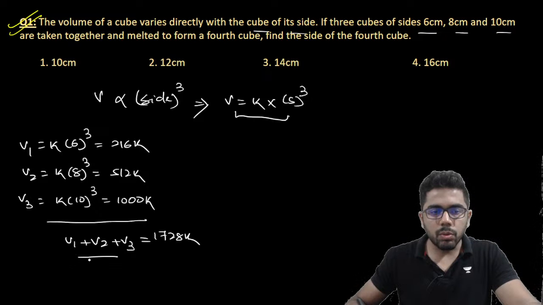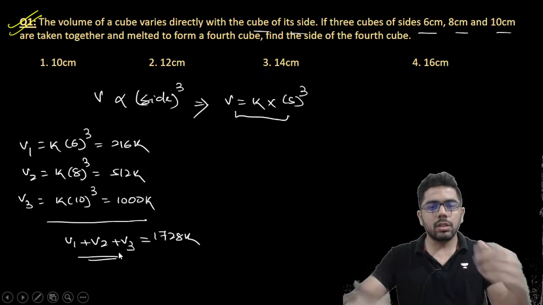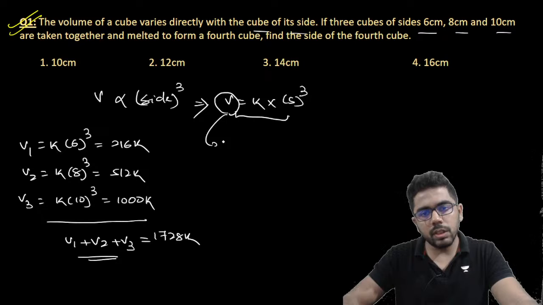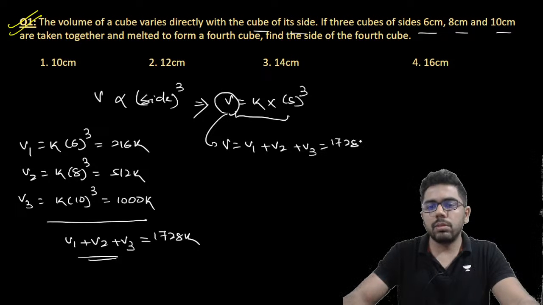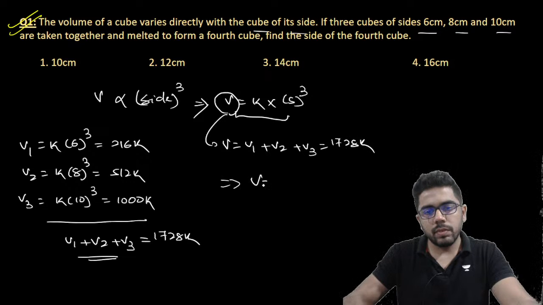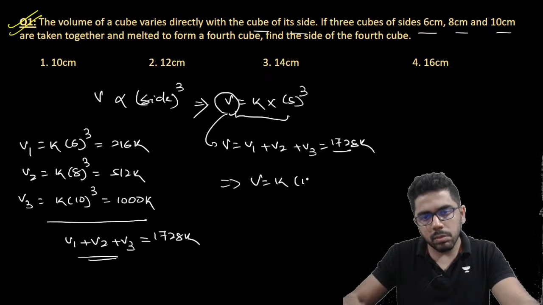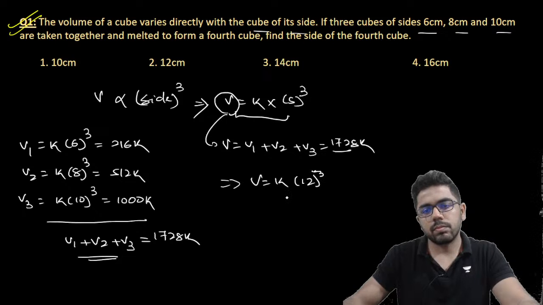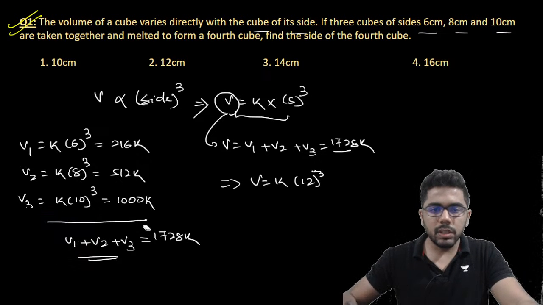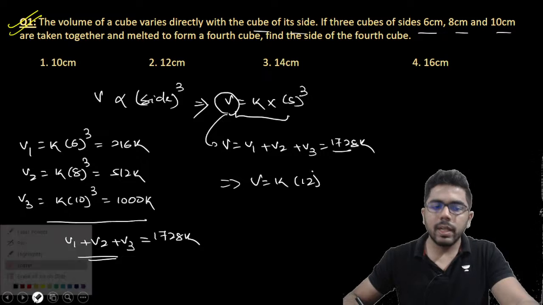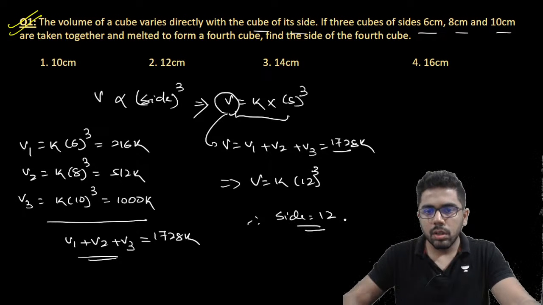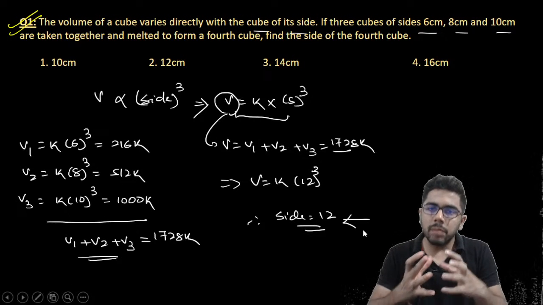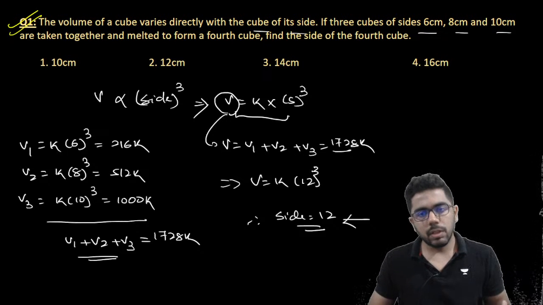Now I am melting all these cubes to form a bigger cube. यहाँ पे ये bigger cube का volume V is V1 plus V2 plus V3, which is 1728 K. So I can write V is K into this 1728, which is nothing but 12 cube. That means once you melt all these 3 cubes, you will get a bigger cube whose side is, sorry, side is 12, 3 बोल रहा हूँ. 12 cube आया तो जो bigger cube आता है after melting all these 3 cubes, उसका side is 12.